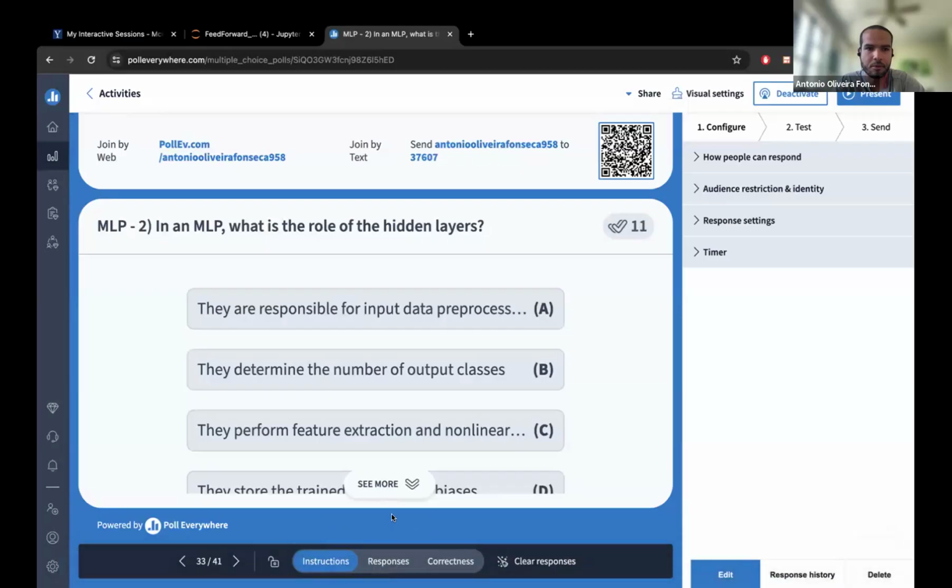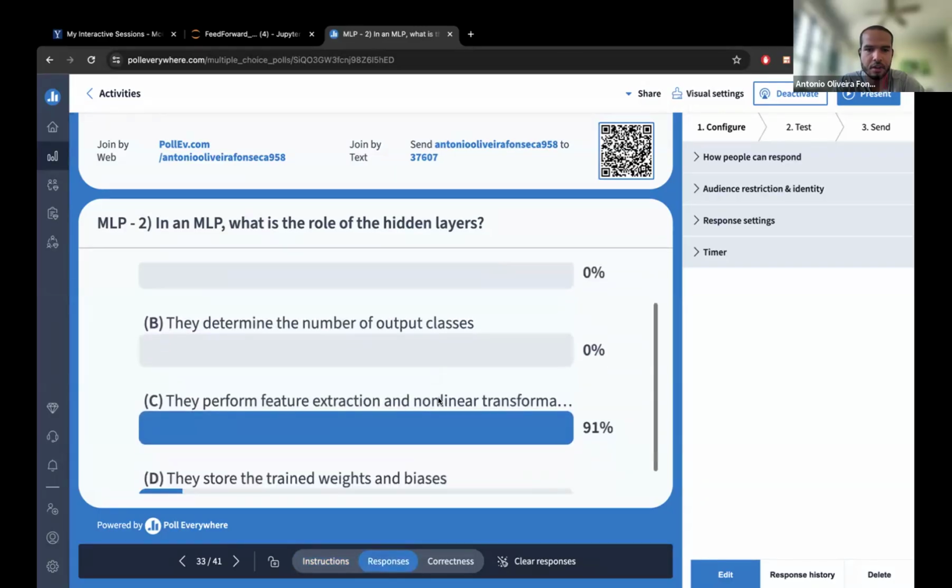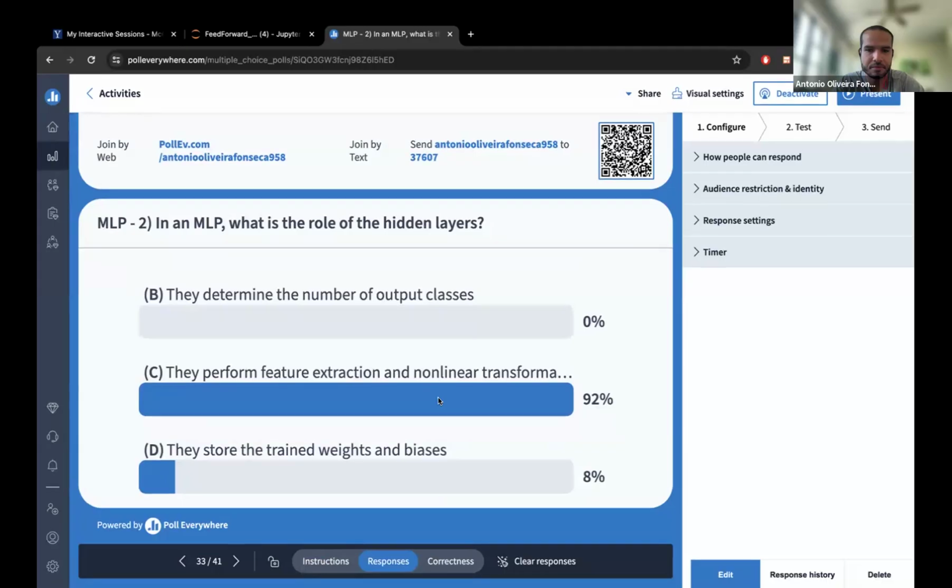So in an MLP, what's the role of a hidden layer? Let's see what people think. All right, that's a pretty big majority there. They perform feature extraction and nonlinear transformations. Is that right? Was there anything else going here, or was it just nonlinear transformations? That's it. Okay, great. So that's pretty good. Feature extraction and nonlinear transformations.